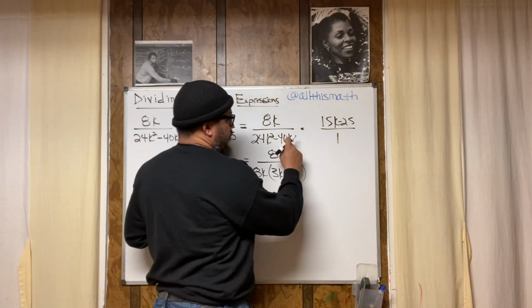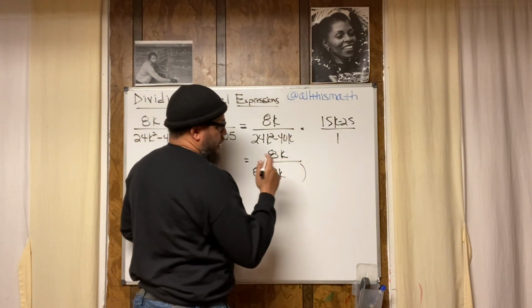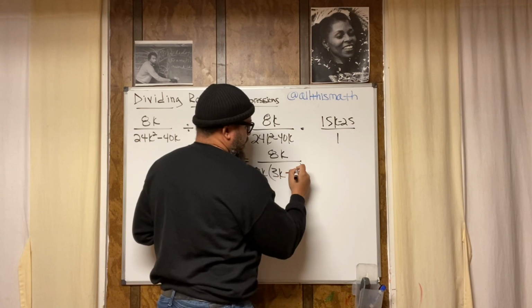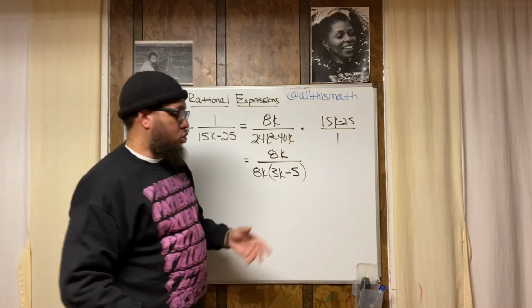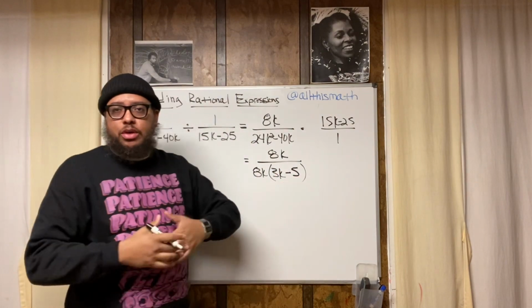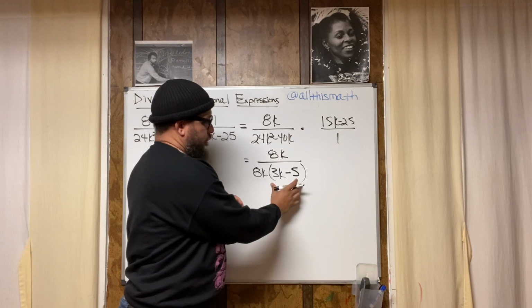Now, divide the negative 40k by 8k. What's negative 40 divided by 8? Negative 5. So put your minus 5 there. Then k divided by k is 1, so it would be negative 5 times 1, which is just negative 5. So now this is completely factored into this.